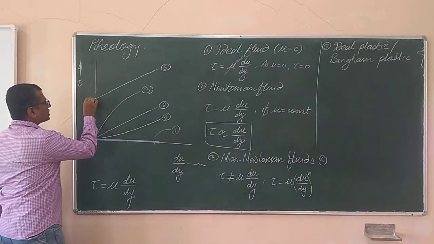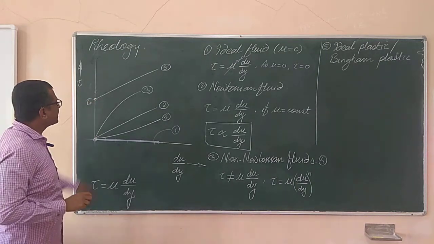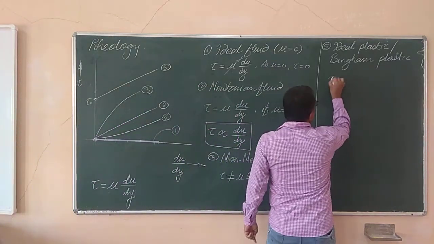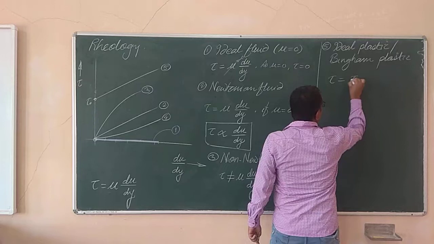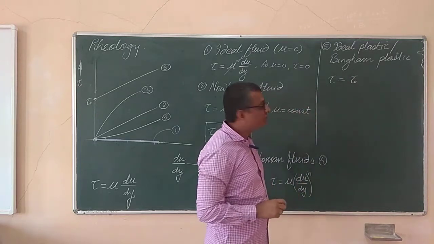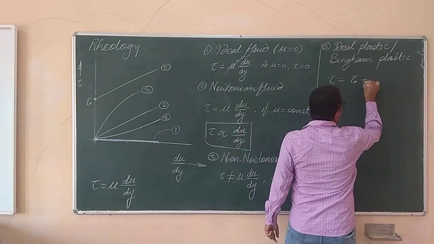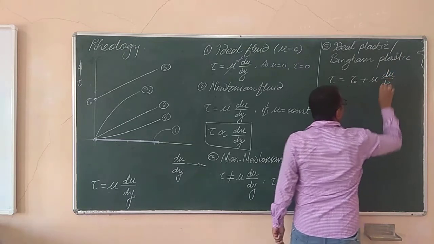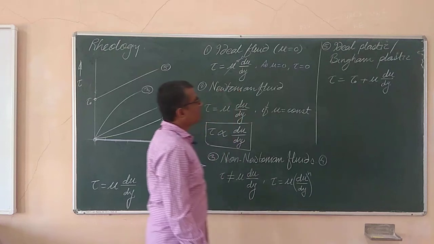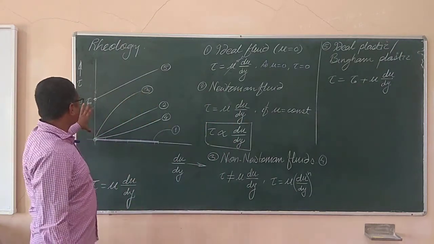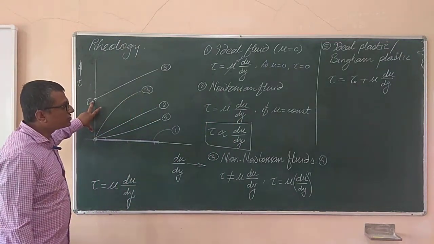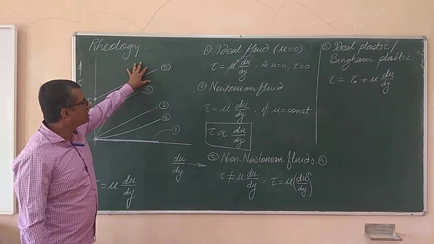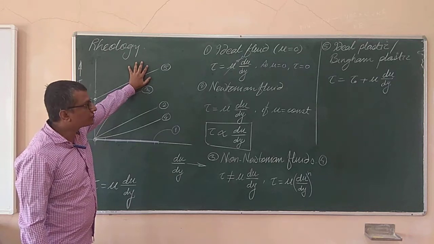And let's say that value is tau naught. If that is tau naught, then I can write down the equation for this curve number 5 as tau equals the initial stress, that is the yield stress, tau naught, and after tau naught it follows Newton's law of viscosity, that is du by dy. Right? So tau is equal to tau naught, the initial stress, also the yield stress, plus mu into du by dy, that is what here onwards it follows, Newton's law of viscosity.